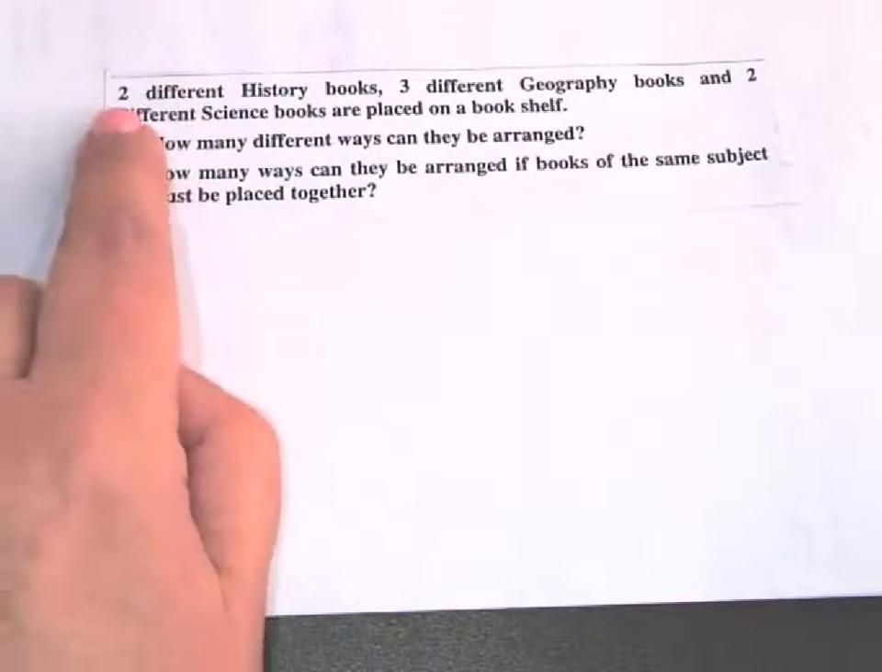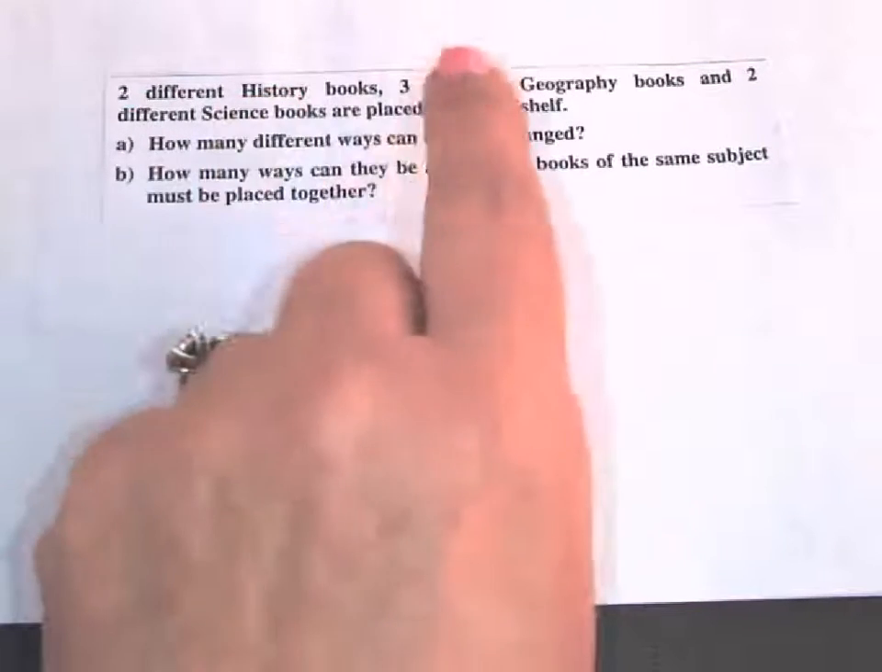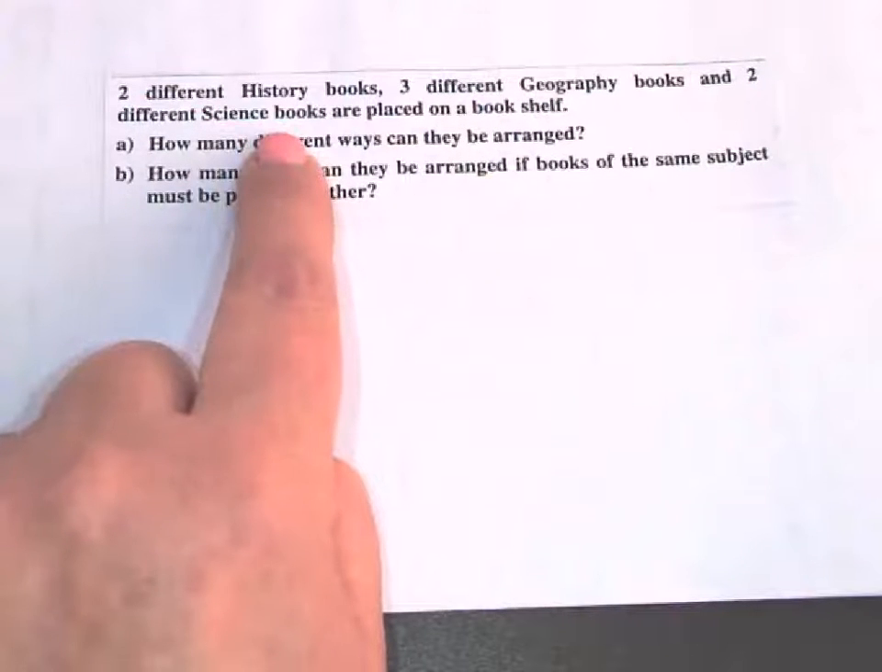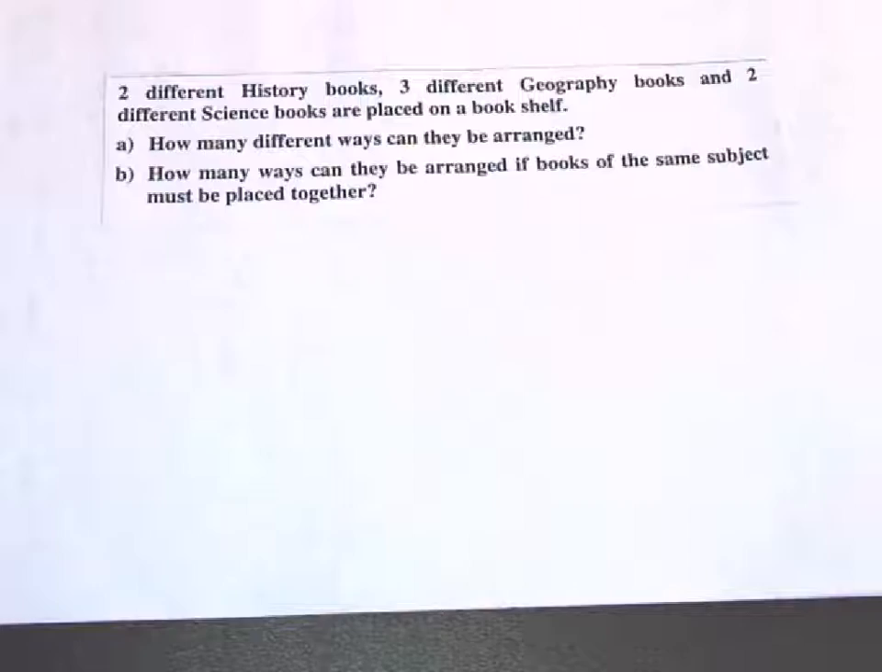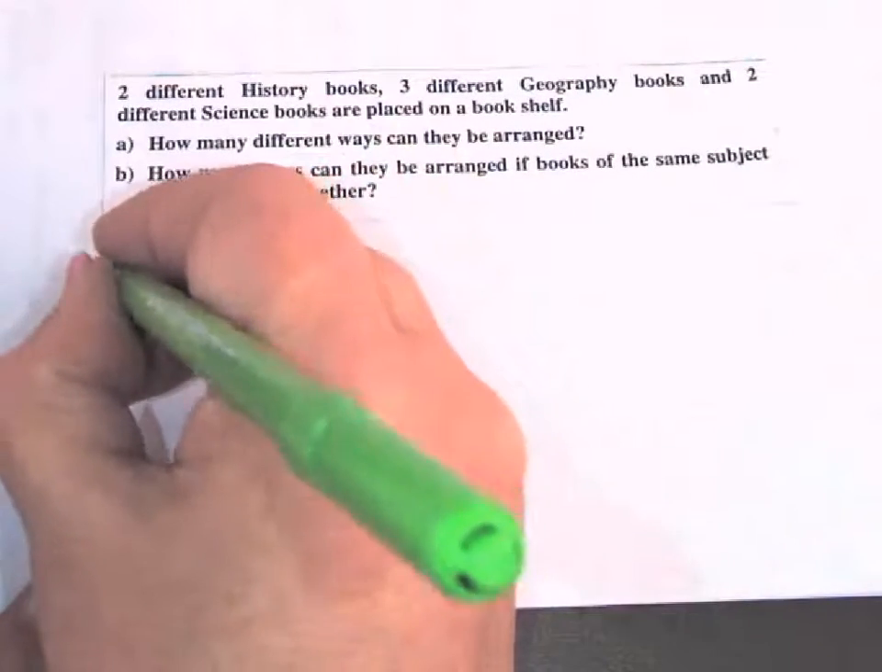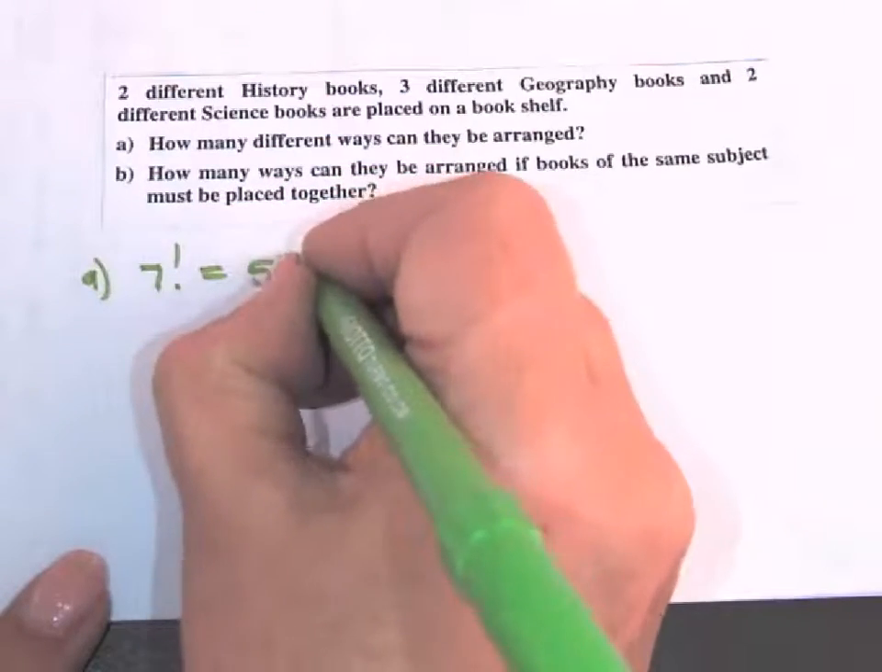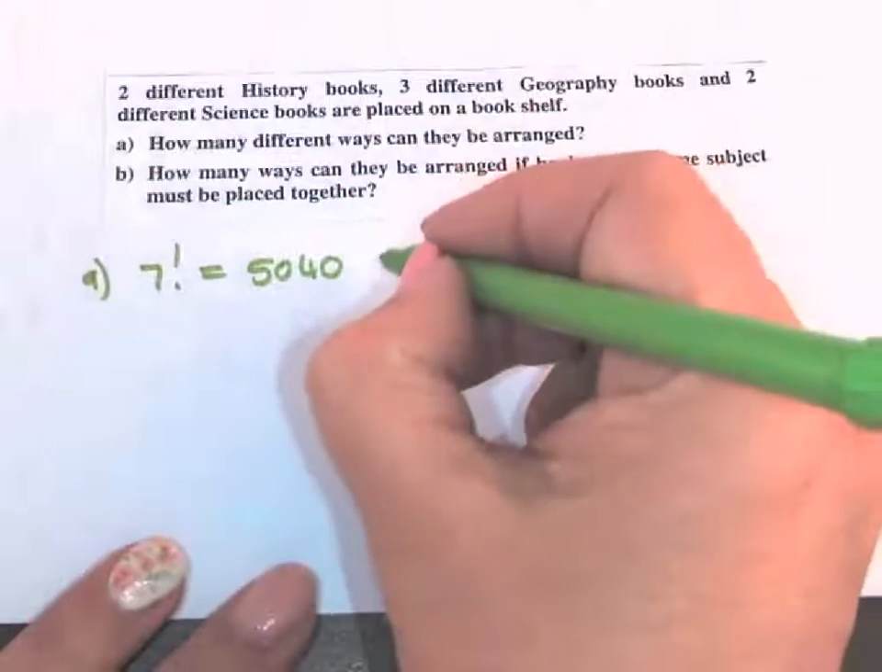Okay, there are 2 different history books, 3 different geography books, and 2 different science books. How many books are there altogether? 7. How many different arrangements can you make with those 7? 7 factorial. I didn't say that they have to be together, so we only arrange them. 7 factorial equals 5040 arrangements.